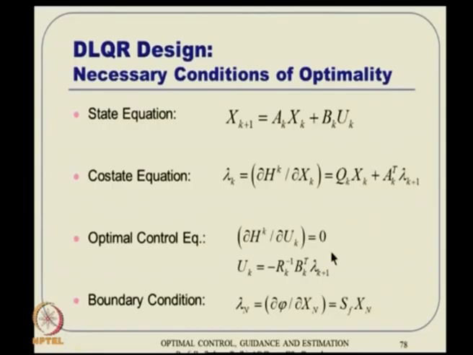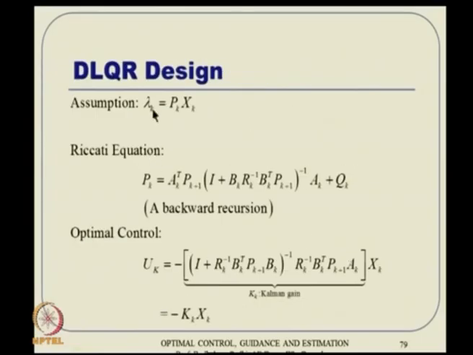So, with that observation we can apply this and derive the equivalent Riccati equation. Here again we assume lambda k is nothing but P k times x k, and that went ahead and derived this Riccati equation, which is again a backward recursion. Then the optimal control equation can also be analyzed, and it can be given in this form where the entire big matrix you see here is nothing but the Kalman gain K k. So, u k is minus K k times x k.